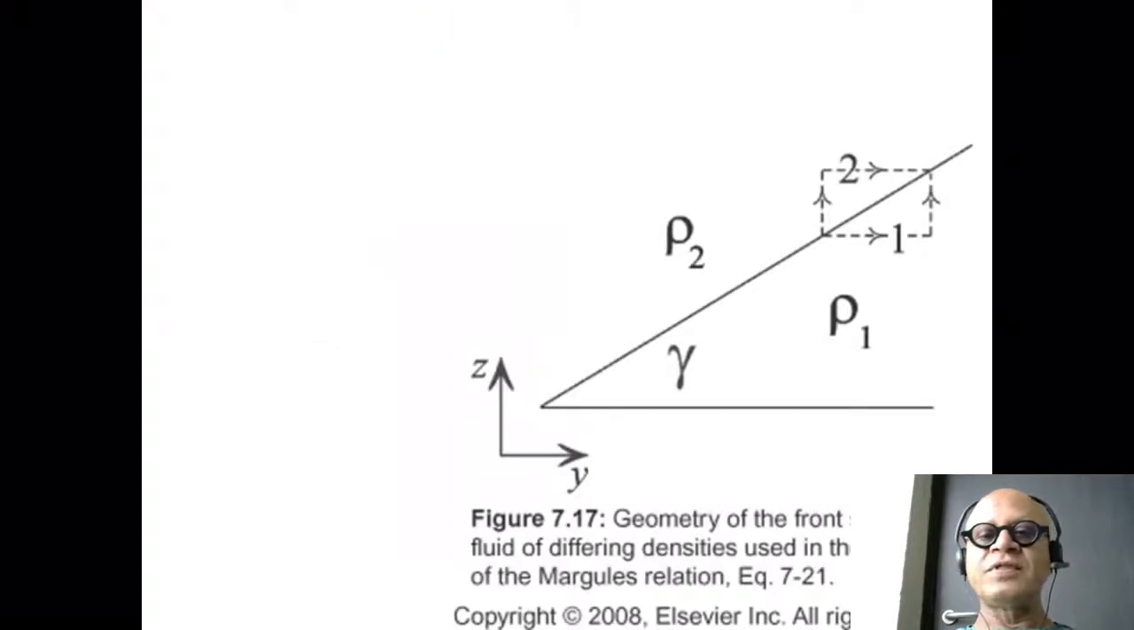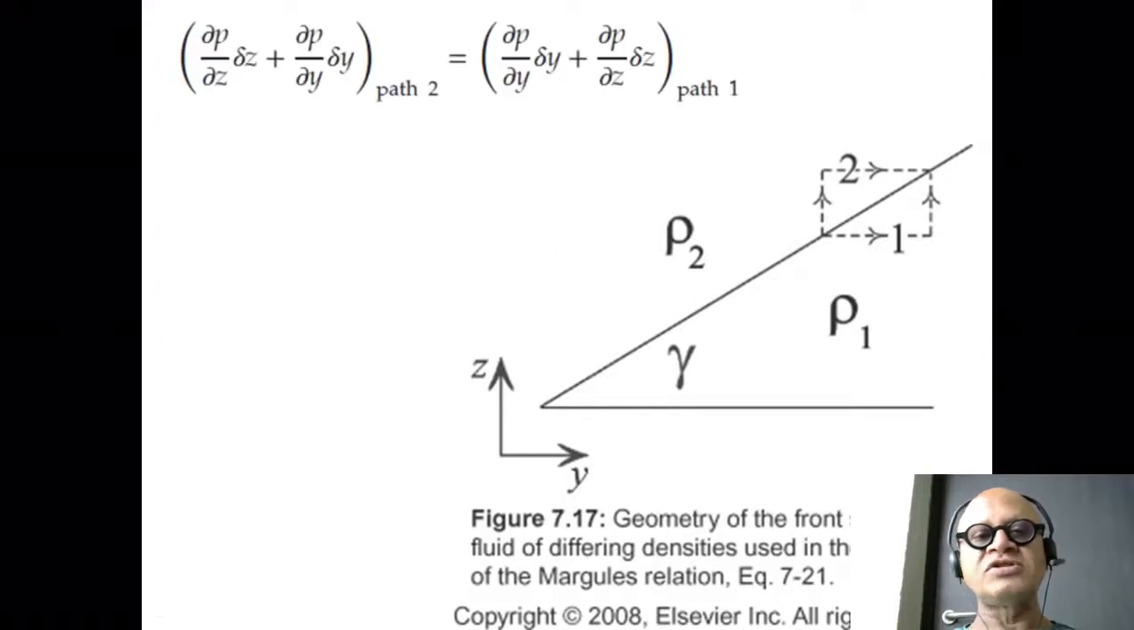Okay, so let's derive the equations of the Margules relation, which relates the slope of the front gamma to the density difference and the velocity differences. We are still holding on to hydrostatic balance to start with, but the front also has to have the same pressure whether you come from this side or this side, right? Because pressure along this line is the same for both sides.